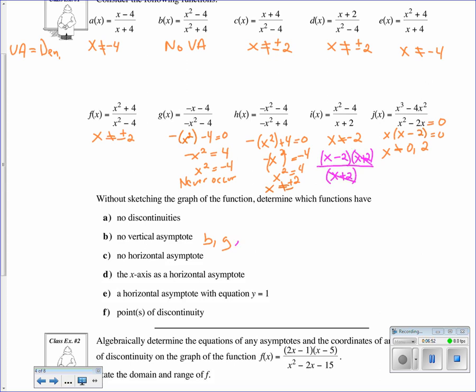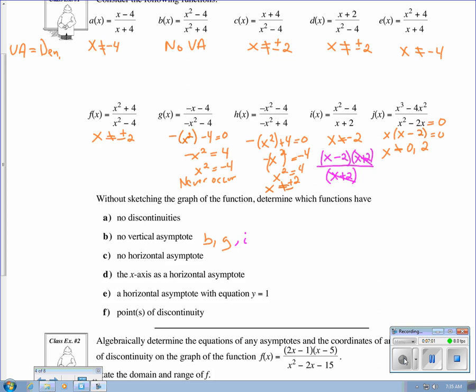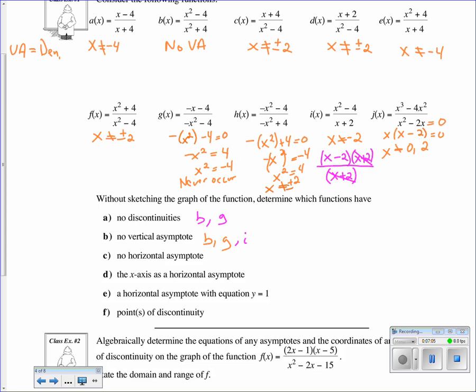So there is no vertical asymptote at I. But I have a discontinuity at I. So B and G, because they have no vertical asymptotes, they will have no discontinuities, no horizontal asymptotes.